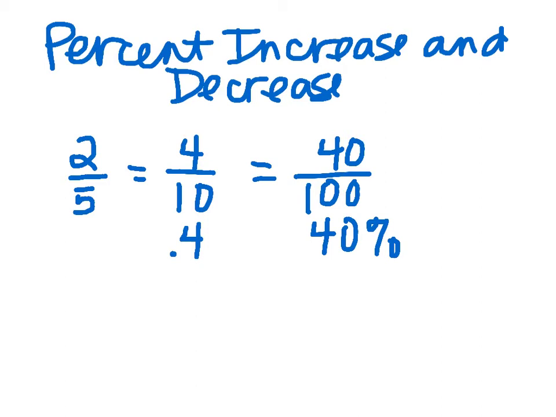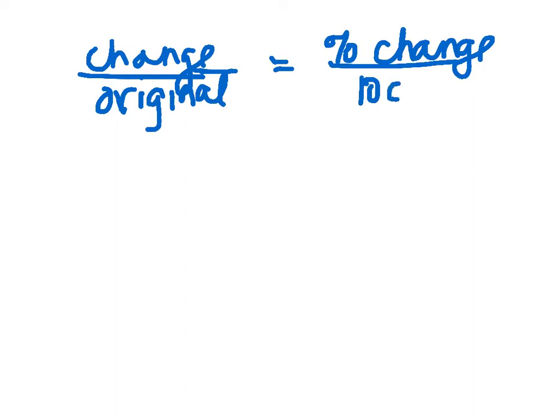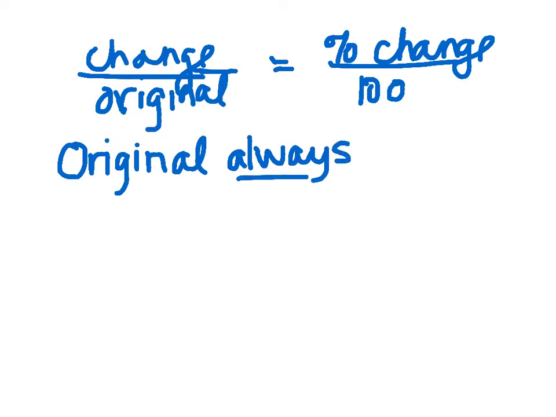The simplest type of percent proportion that you've learned that has to do with percent increase goes back to 6th grade, where you learned that the change over the original, and I know I just said you're not going to memorize formulas, but I do want you to understand that this is a proportion, is equal to the percent change out of 100. And when we think of these as part-to-whole ratios, remember, the original is always the whole, so it always goes here.